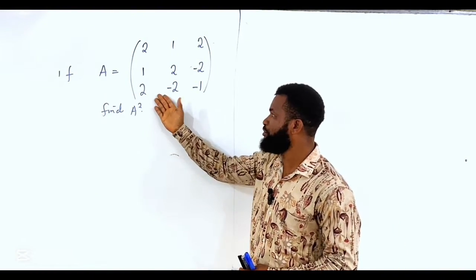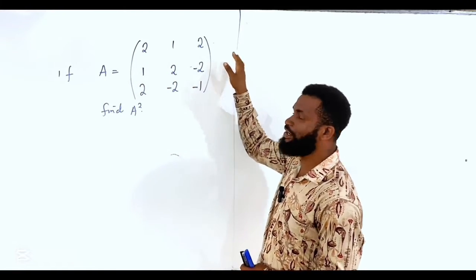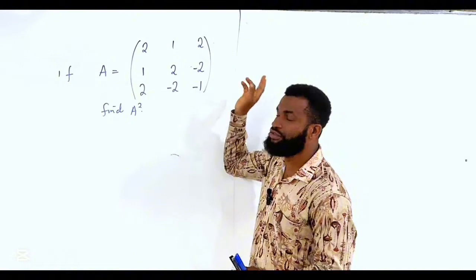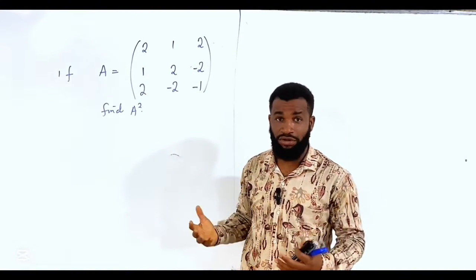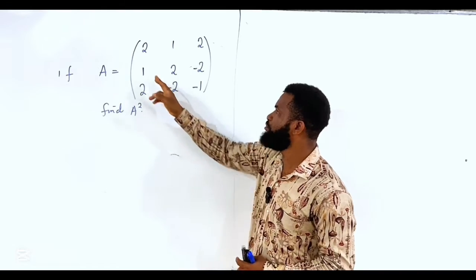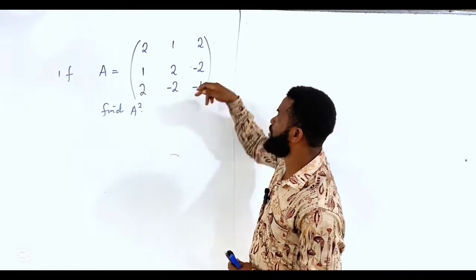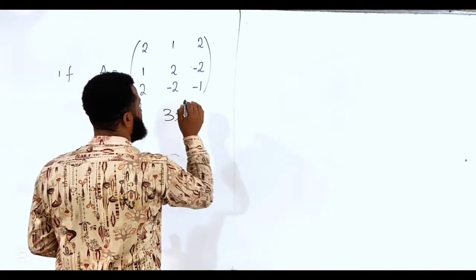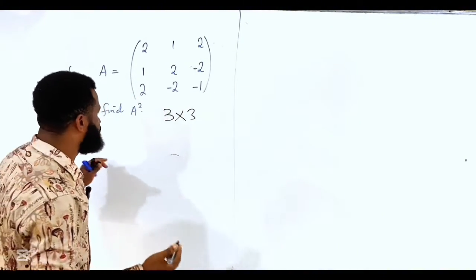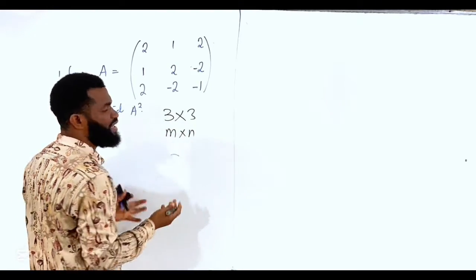Remember, this is a multiplication. We are given a matrix. These lines are called rows. Anything horizontal is called a row, and anything vertical is called a column. If you look at this matrix, we have 3 rows and 3 columns, so we call it a 3 by 3 matrix. Sometimes we use letters like M by N matrix.